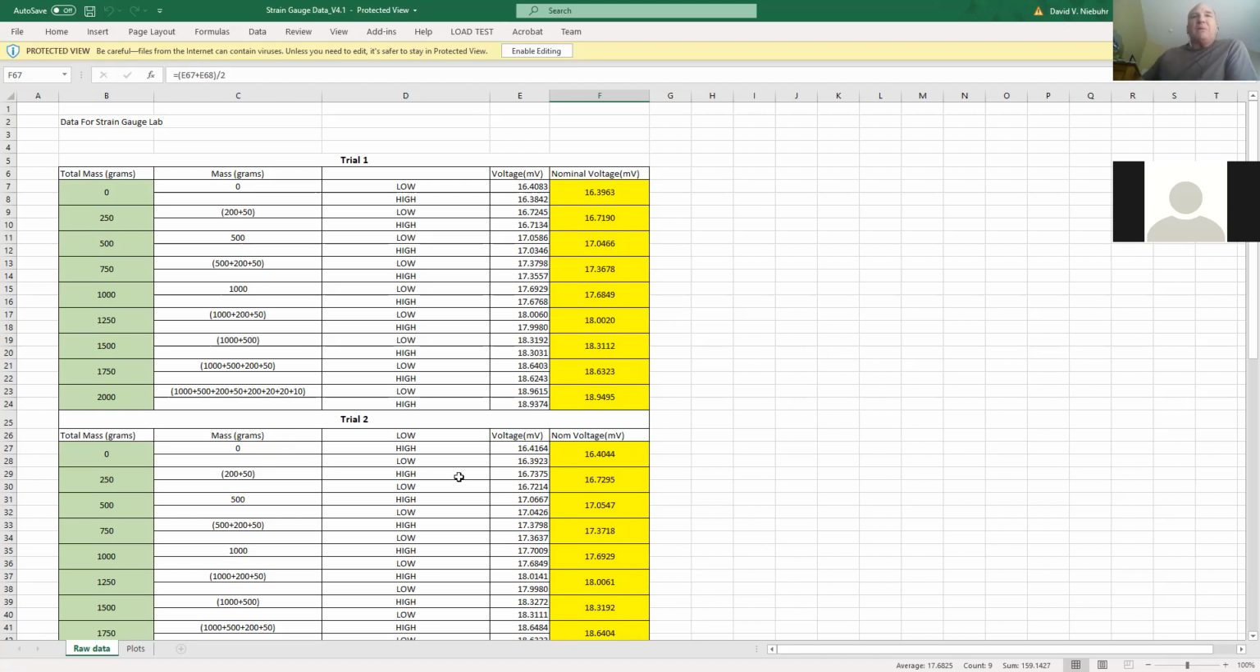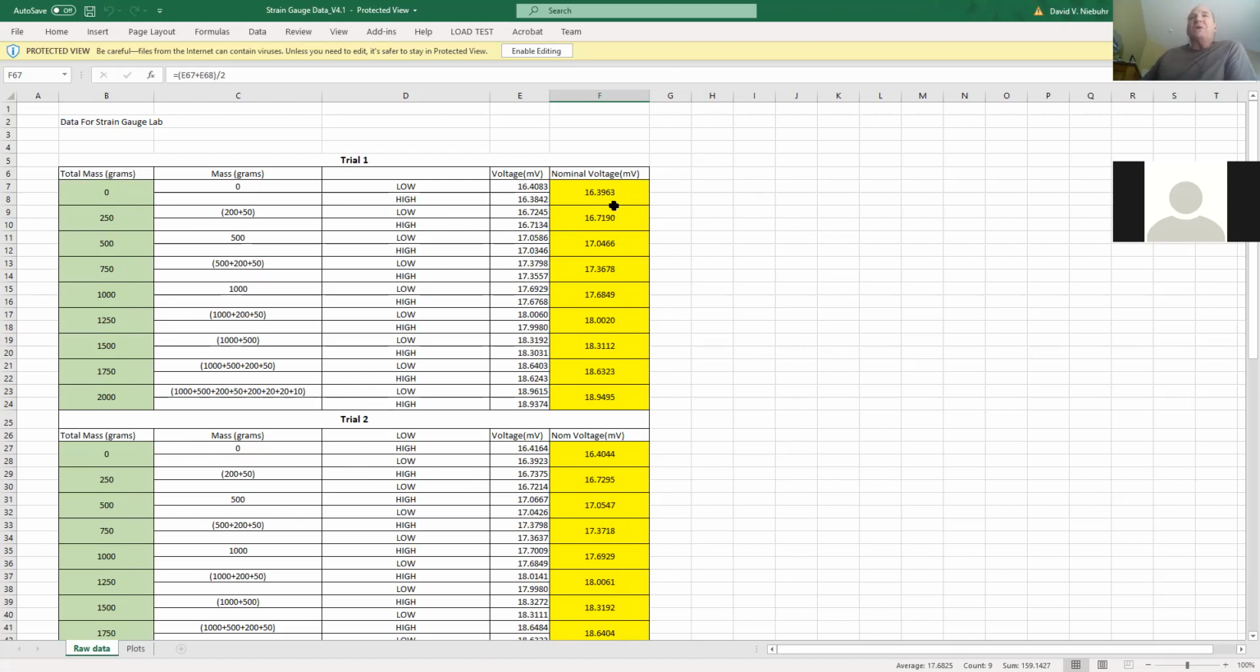Since we don't have lab, I've given you this data, and what you're seeing here is we measured each mass 4 times. And so you can see the high and the low values and the nominal values. And this is what you'll use, the nominal values. But these are the voltages that we had. So you may ask, well, why is there a voltage at 0 grams?